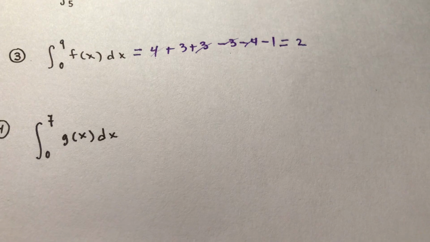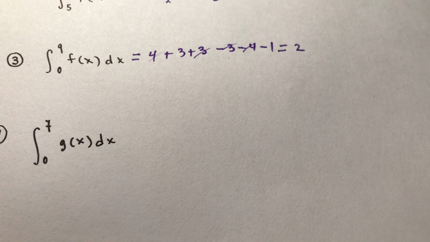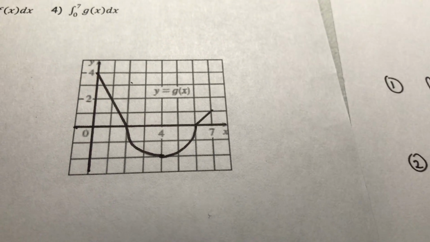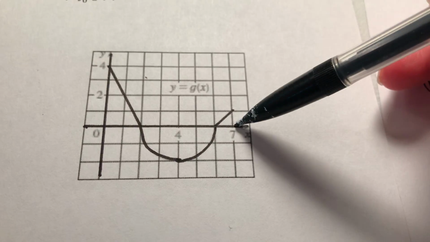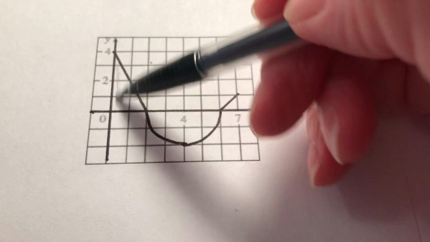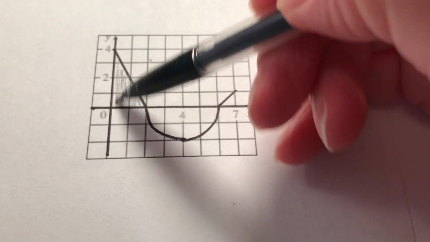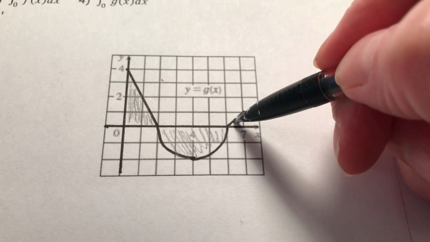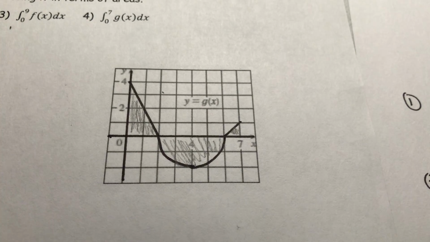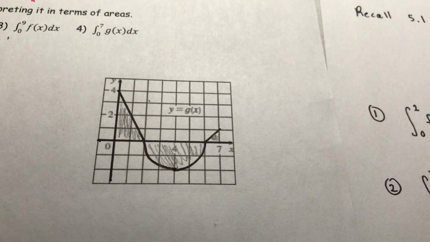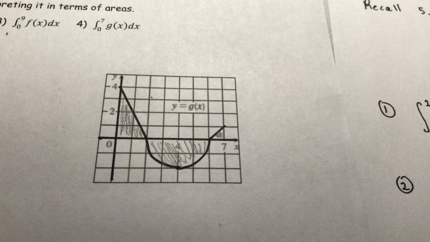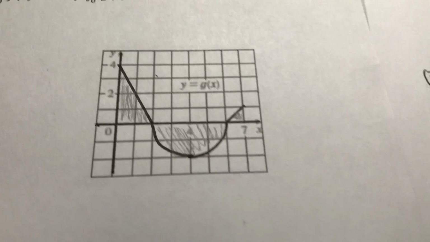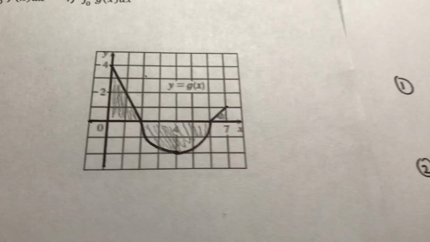Last one, the integral of g of x dx from 0 to 7. g of x is this one. So we're supposed to go from x equals 0 to 7. So we're talking about this area in here, this triangle. It's going to be positive. And below, this is a semicircle. And then above, right there, a little triangle. So my first part is going to be 1/2 the base times the height. So 1/2 the base is 2 times 4.